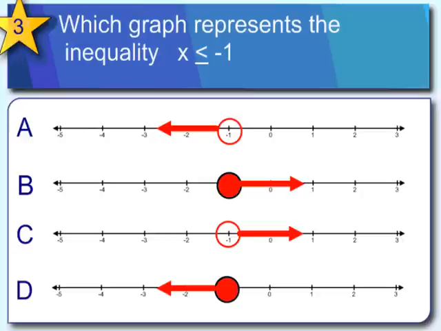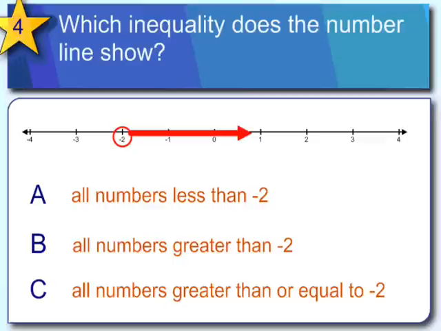Which graph represents the inequality x is less than or equal to negative 1? Well, the graph needs to be pointing to the left, so we can eliminate B and C. It should include the number negative 1, so that leaves out choice A. That would be D. Let's do two more.